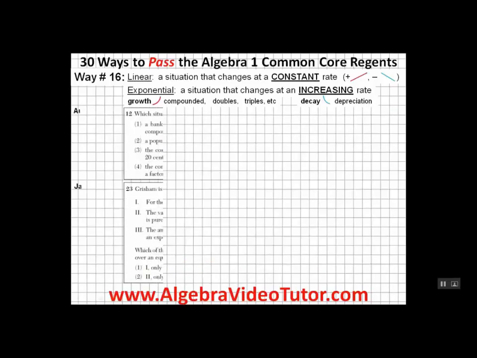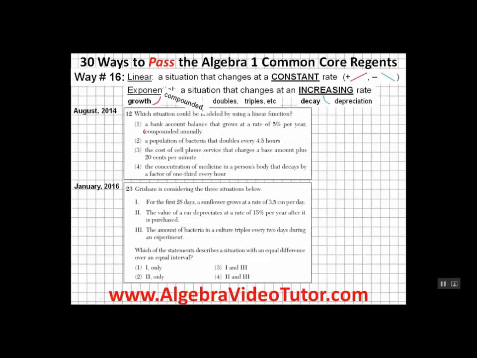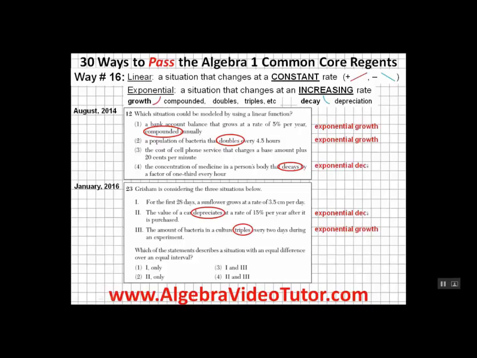But even if they don't show you a graph or present you with a table of values, you'll most likely see the words compounded, doubles, triples, decays, or depreciates, all of which have to do with exponential growth or exponential decay. Anything else will have to be linear.